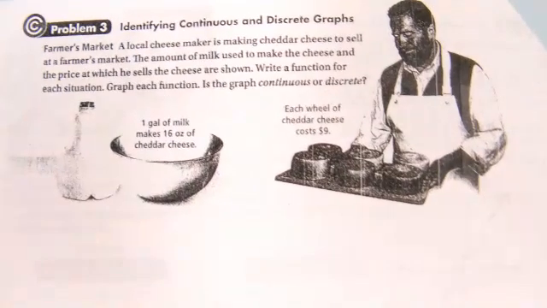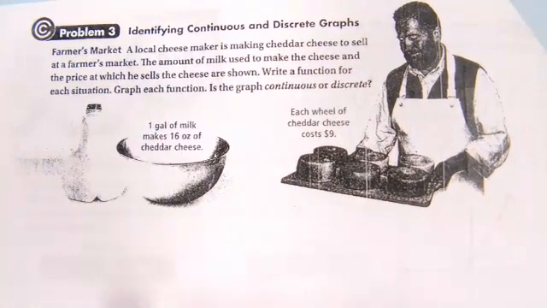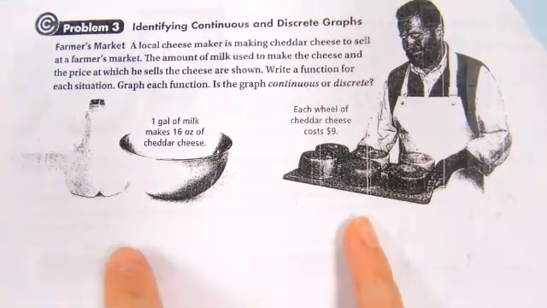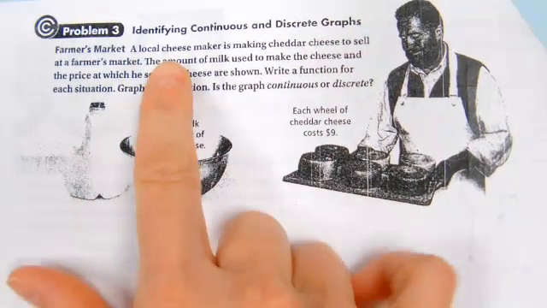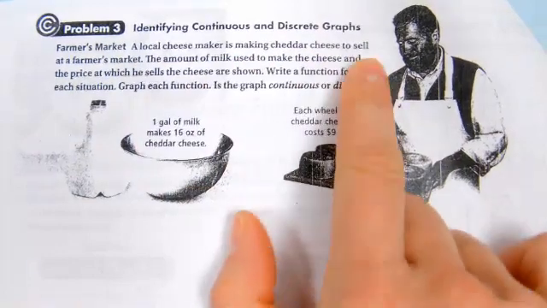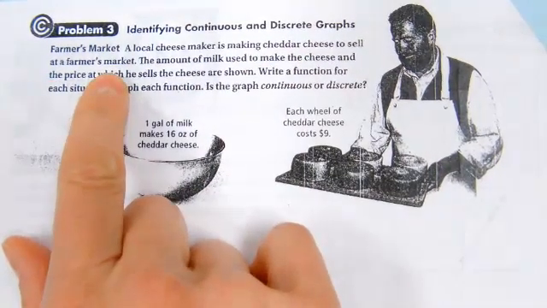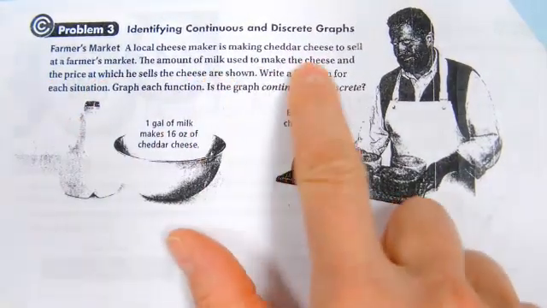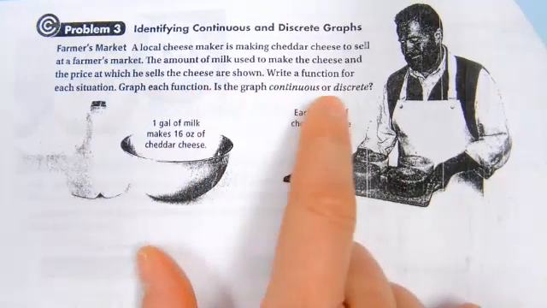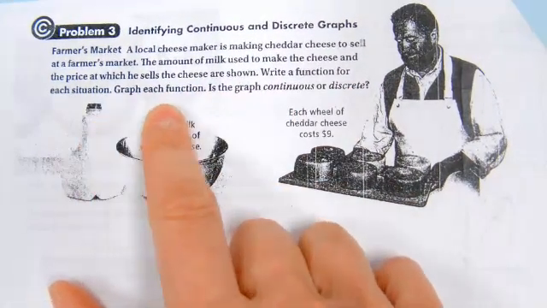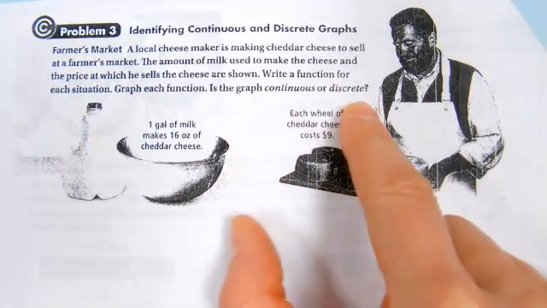So on this one, we're not going to do the whole thing, but I want you to think about this, right? And tell me which it is, okay? So it says a local cheesemaker is making cheddar cheese to sell at a farmer's market. The amount of milk used to make the cheese and the price at which he sells the cheese are shown. Write a function for each situation, graph each function. Is the graph continuous or discrete?